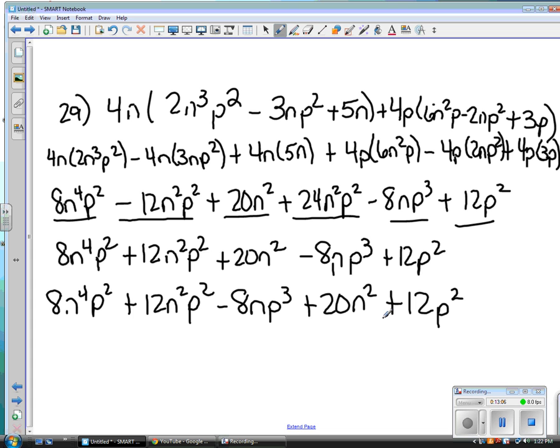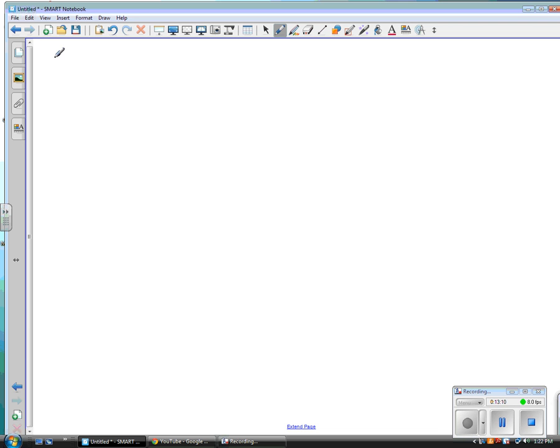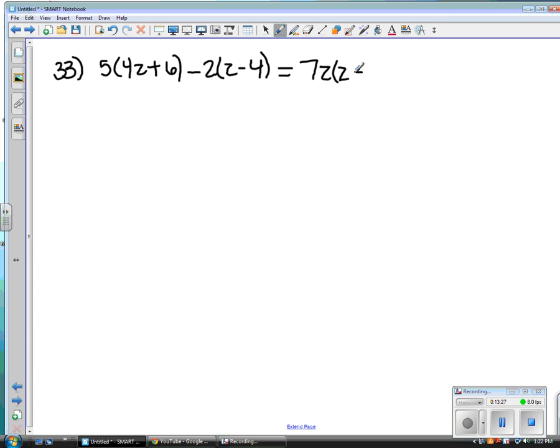33. 33 was one of those that we actually had to solve the equation. Very good. I'm glad it was challenging. So we have 5 times 4z plus 6 minus 2z minus 4. And that's equal to 7v times z plus 4 minus z times 7v minus 2 minus 48. Is that correct?